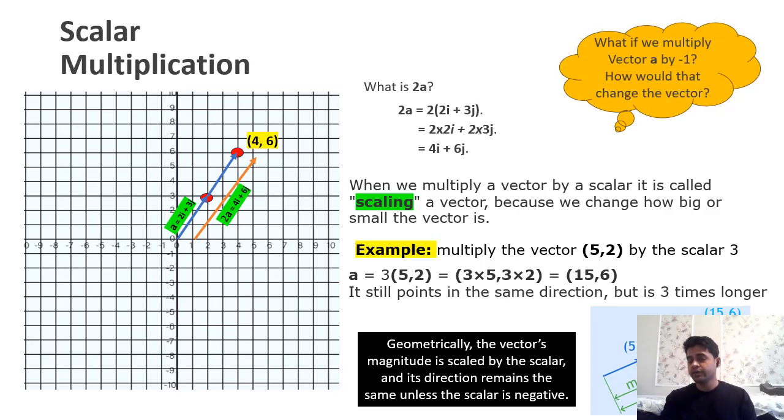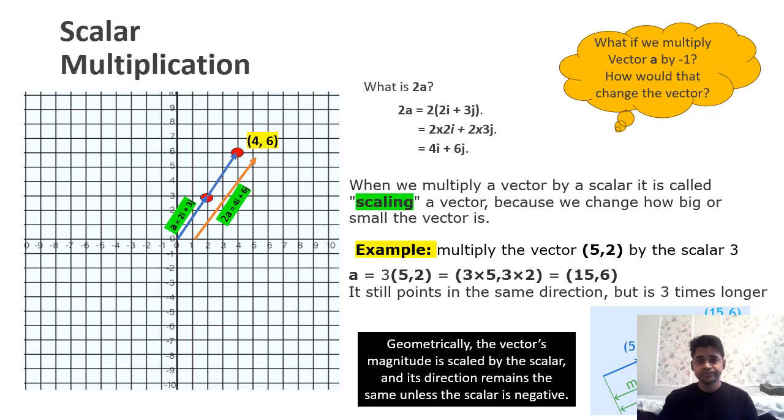And if I ask you one more question, what if we multiply vector a by -1, how would that change the vector? Now that's the question that I'm going to ask tomorrow. You have to think on this. One minute. Yeah, now it is okay.